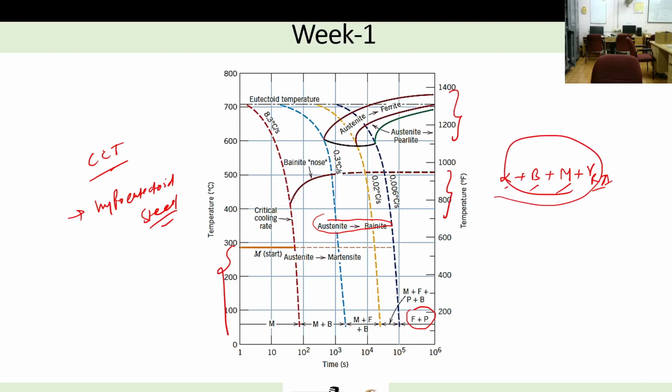Similarly, if you avoid this bainitic nose, then instead of forming bainite, the austenite will transform directly to martensite. For that you require a very high cooling rate. A completely martensitic structure you can get if you avoid this nose. So if the cooling rate is like this, you can directly end up in the martensitic region. I hope it is clear. CCT and TTT, both diagrams are clear to all of you? Yes, sir. Okay, so we can go ahead.